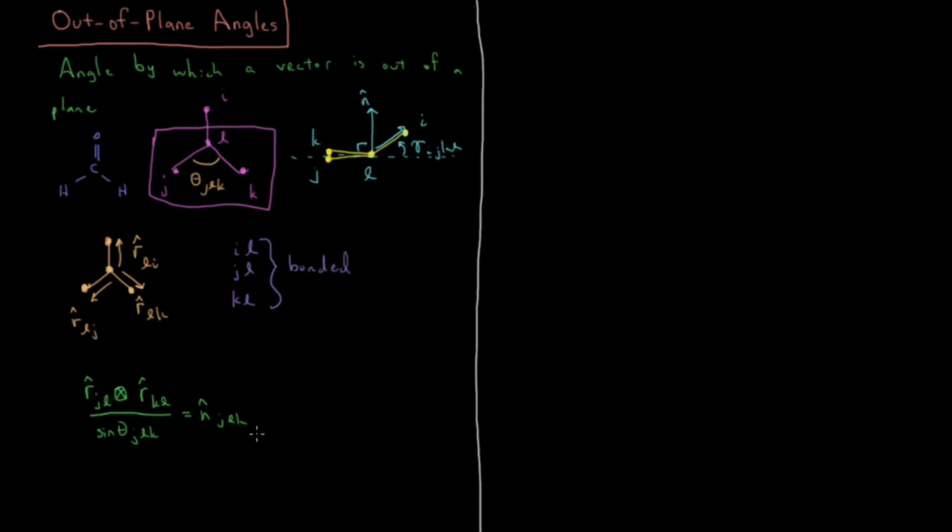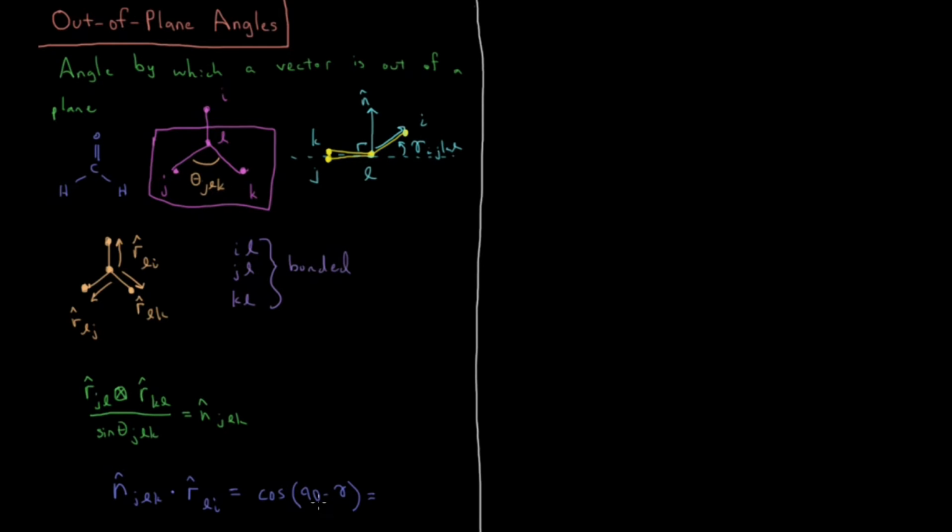We're going to have the dot product n hat JLK dot r hat LI is equal to, and we know the dot product of two unit vectors is equal to the cosine of the angle between them. So it's equal to the cosine of, we know this is the complement of phi, so phi plus this equals 90. So this angle is 90 minus phi.